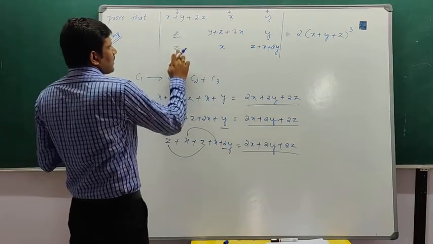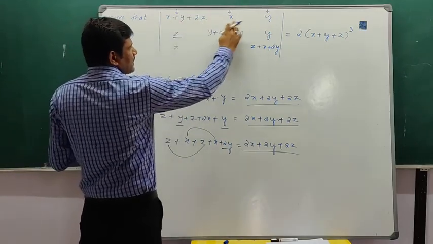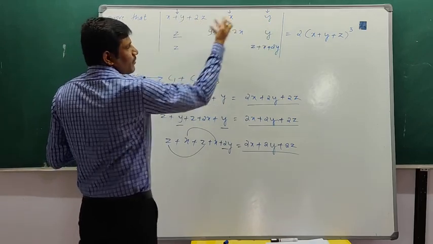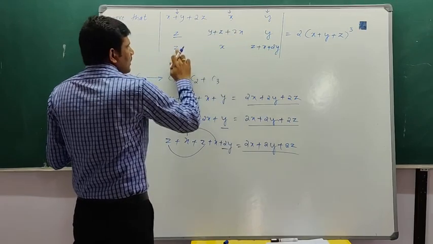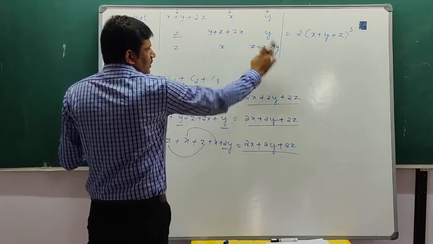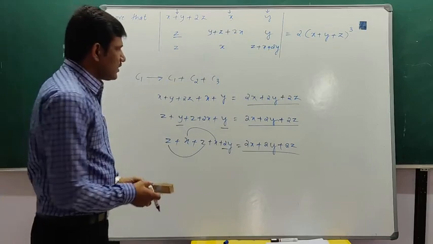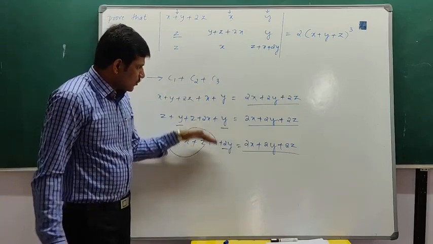See here, x plus x, x plus y plus 2z plus x plus y, that is 2x plus 2y plus 2z. Similarly, z plus z is 2z, y plus y is 2y, plus 2x. Then z plus z is 2z, x plus x is 2x, plus 2y. By inspection we can also see this, or if you are not getting it, do this process in rough work.